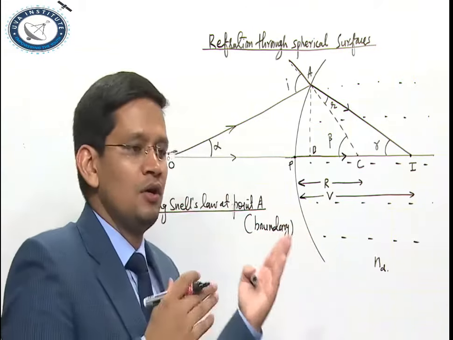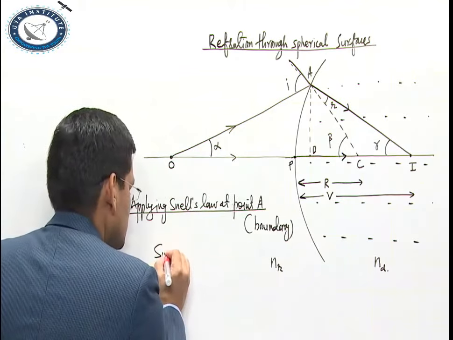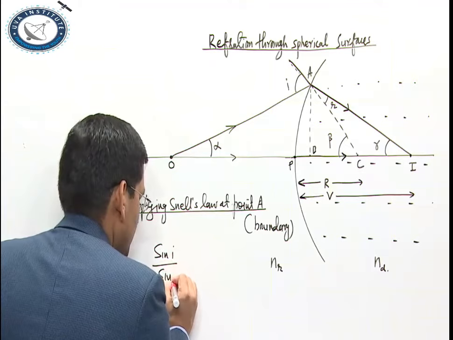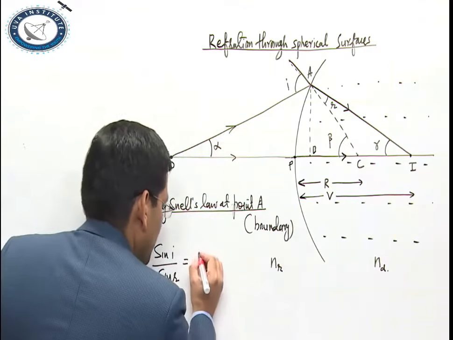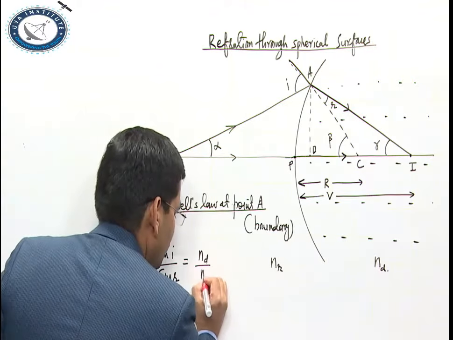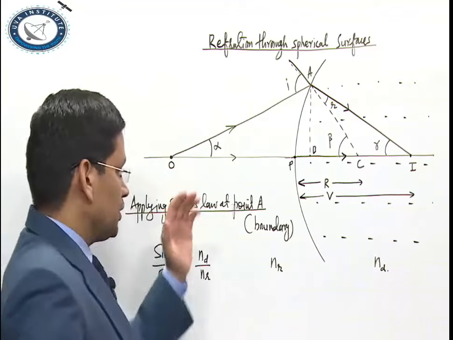Both are the same thing. You can call it boundary, you can call it point A. So if you write it here, then you will write sin i by sin r is equal to, since light is going from rarer to denser medium, it will be Nd by Nr, because light is going from rarer to denser medium.